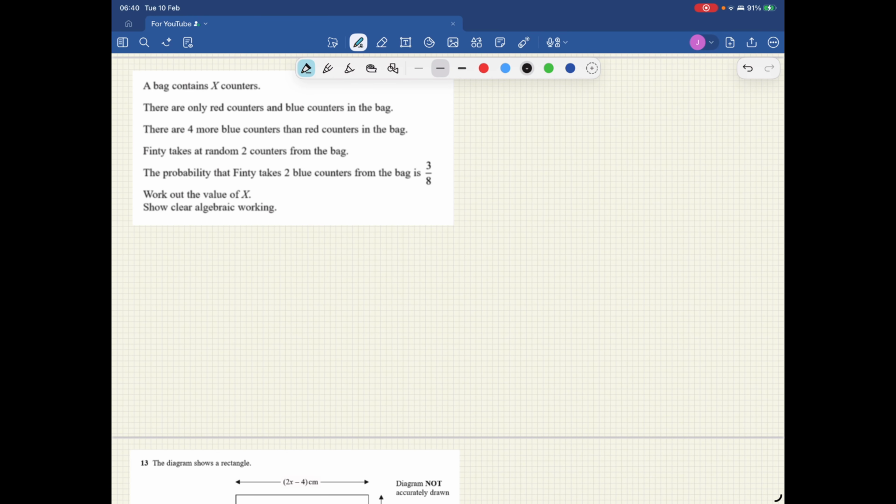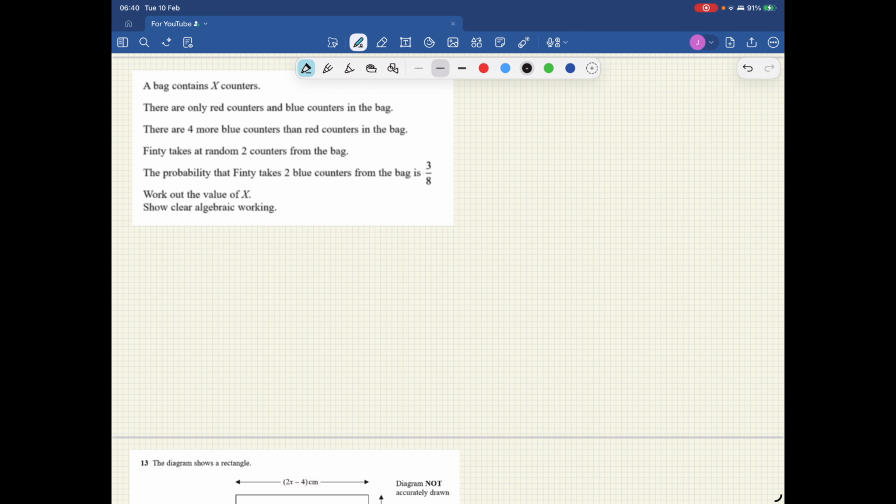Okay, a bag contains X counters. There are only red counters and blue counters in the bag. There are 4 more blue counters than red counters in the bag. Finty takes at random 2 counters from the bag. The probability that he takes 2 blue counters from the bag is 3/8. Work out the value of X, where X is the total number of counters.